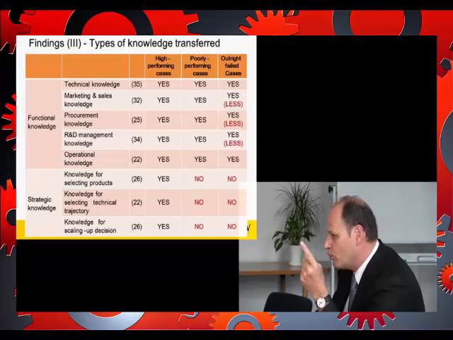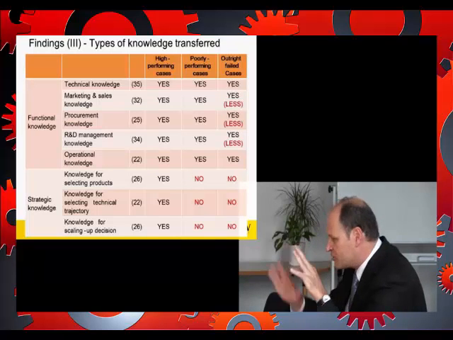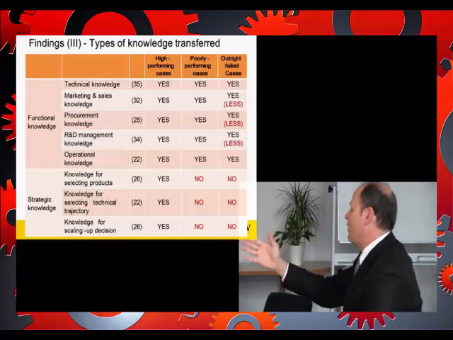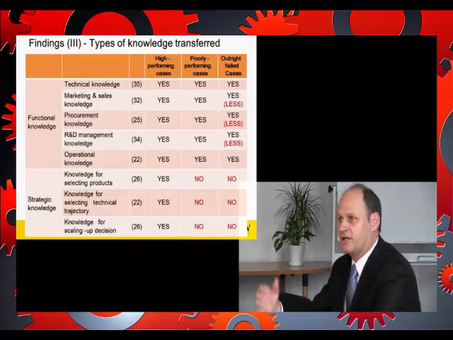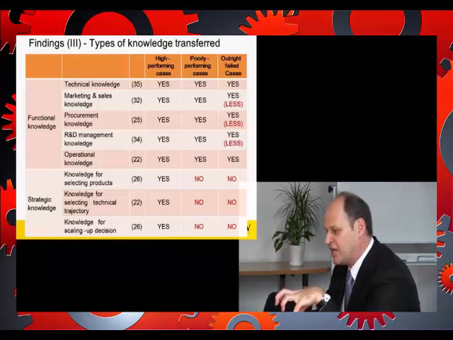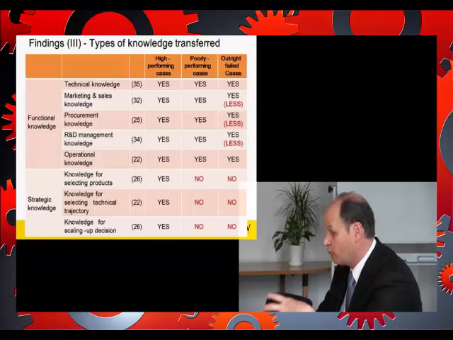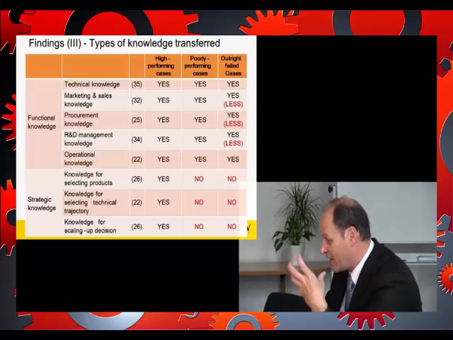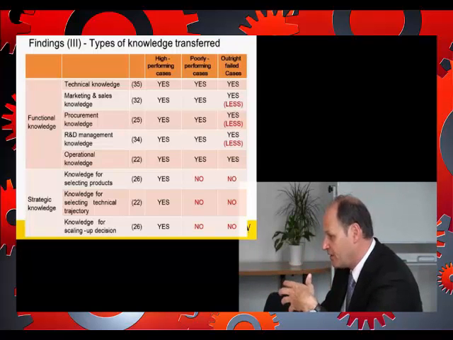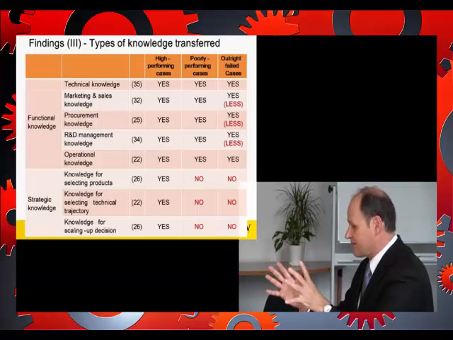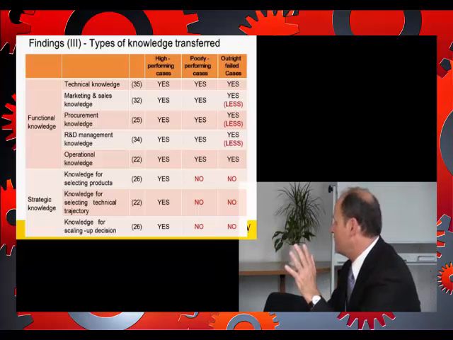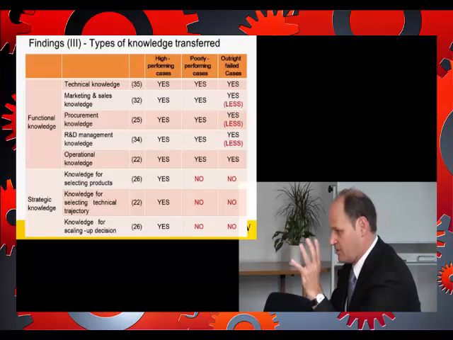In the case of the poorly performing cases, they also obtain all the technical knowledge, because otherwise, remember, they're farmers. There's no way you can start production if you don't acquire the technical know-how. But at least in interviews, they don't report to us that they got the strategic knowledge. In the case of the outright failures, they also got technical knowledge, although less, but they also didn't get any of the strategic knowledge based on these interviews.